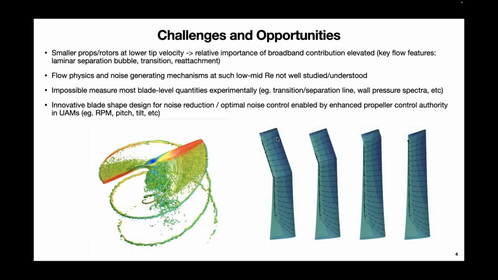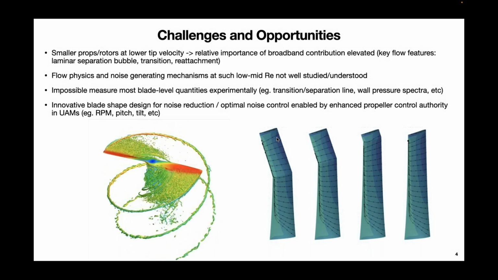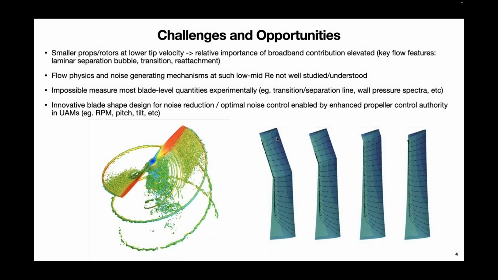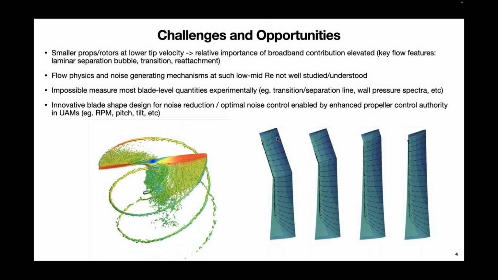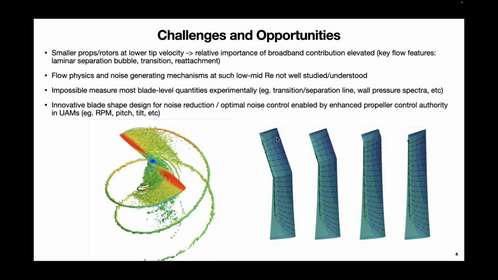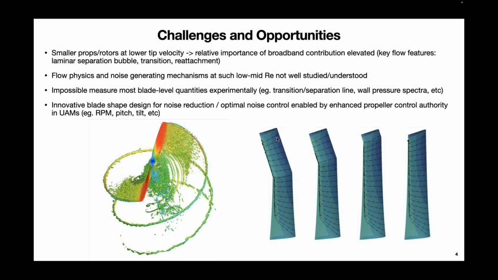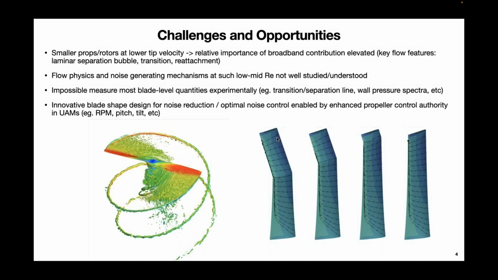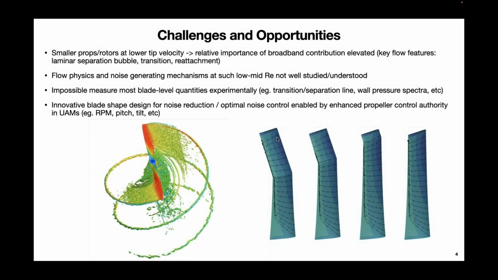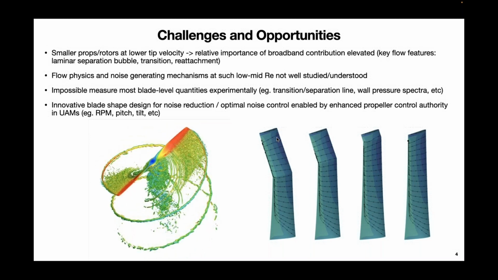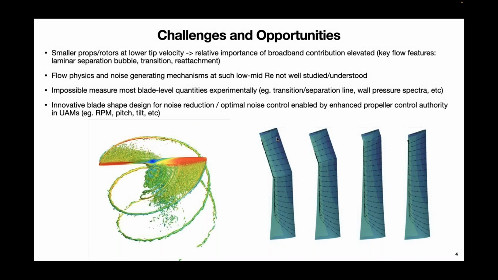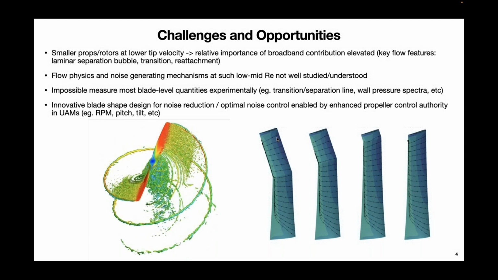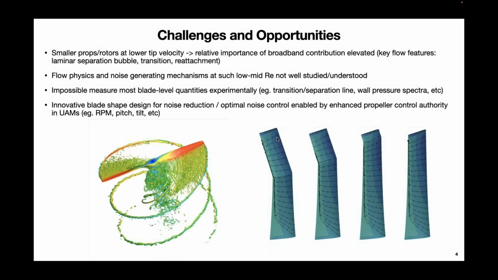So looking at propellers, some challenges and opportunities. Firstly, some challenges. These propellers for UAMs are getting smaller, rotating at much lower tip velocity than the standard typical turboprop propellers. This means effectively that the relative importance of broadband noise contribution in relation to the tonal component is elevated. And as far as broadband is concerned, there are a few key flow features that we need to accurately capture. For example, laminar separation bubble, transition and reattachment, and all these occur in smaller scale propellers.